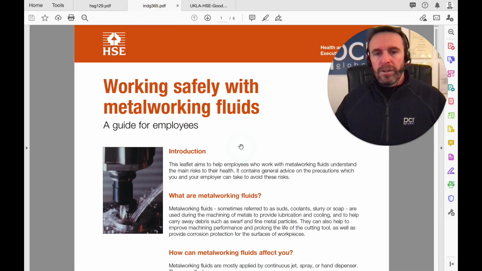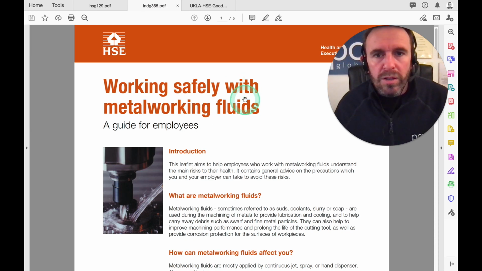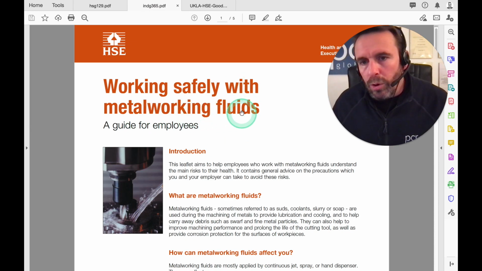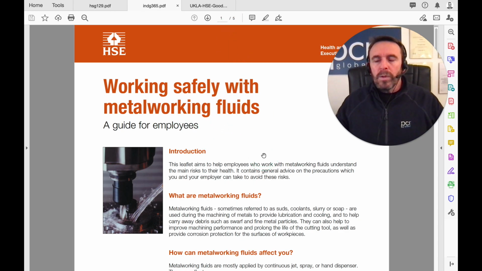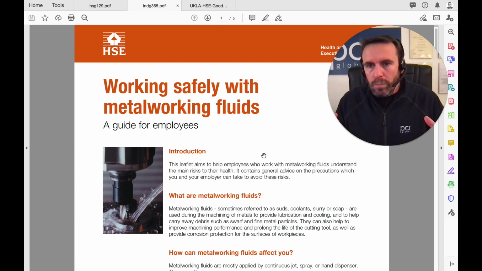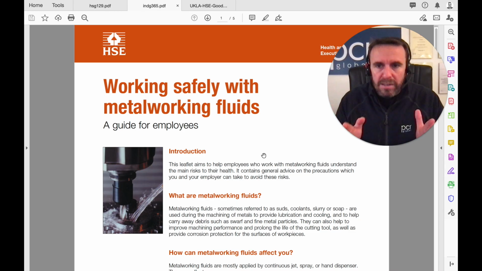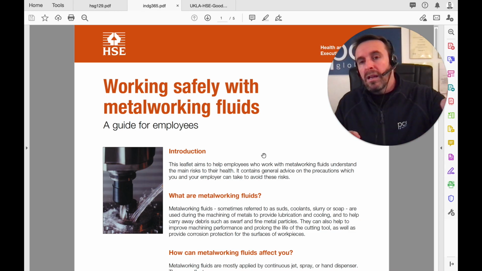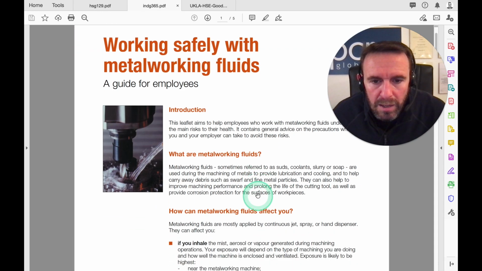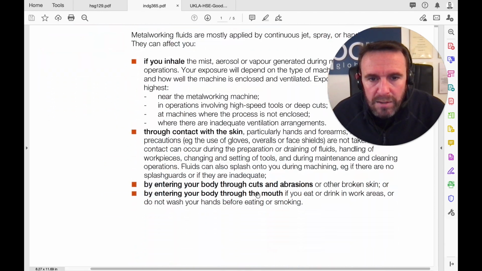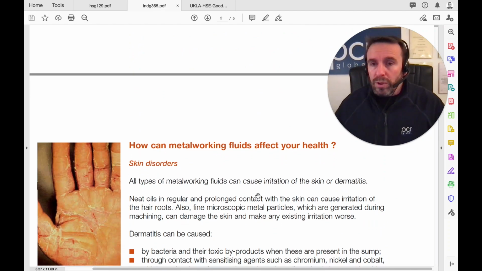INDG 365. Here's the document we mentioned just now, Working Safely with Metalworking Fluids. This is a guide for employees. It's only 5 pages long. So it's worth downloading this document, turning it into a toolbox talk, delivering it to the staff. It is worth printing it out and placing it up on the notice board in the machine shop. That is worth it as well. Get the guys and the girls to fully understand the risks and, importantly, the control measures.